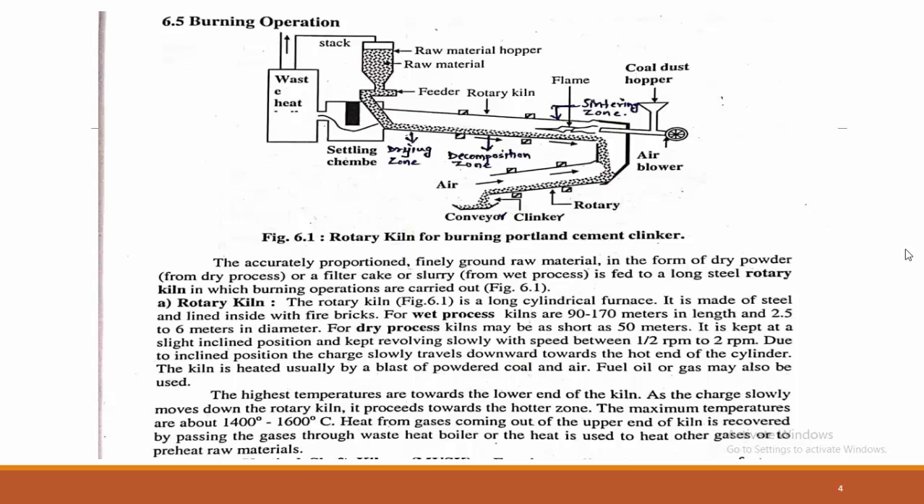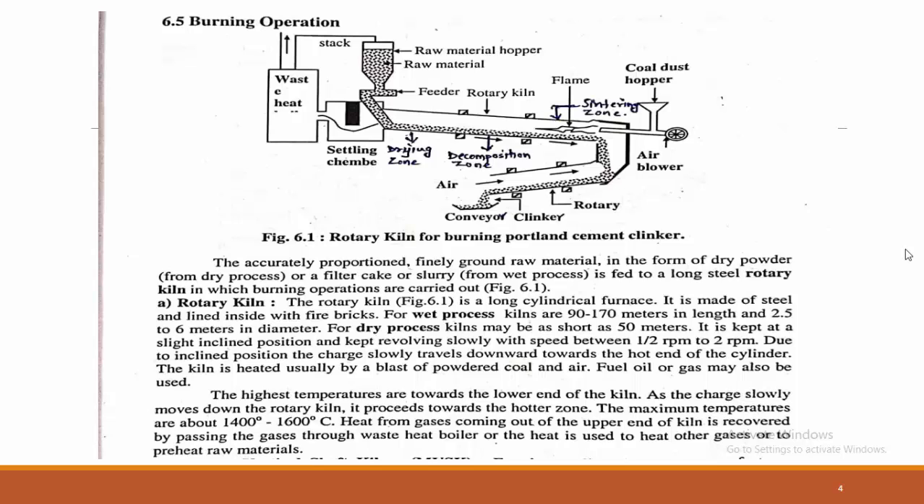Here we can see in the figure there is an elongated cylindrical furnace. On the left hand side there is a waste heat or settling chamber. If you observe carefully, the rotary cylinder is made up according to the method being used, whether it is raw slurry or raw meal.